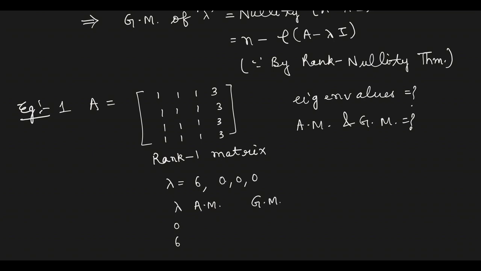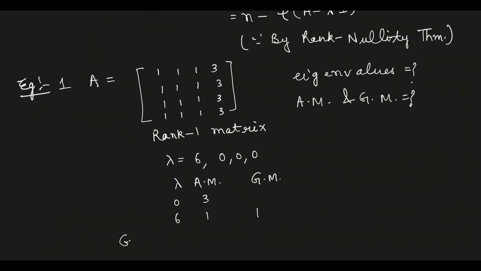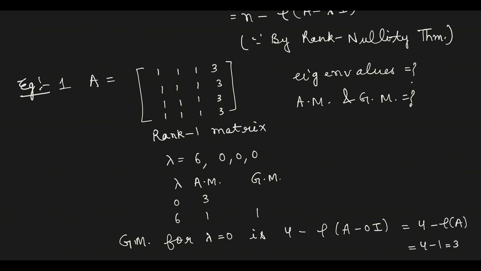For lambda equal to 0, AM will be 3, GM will be 1. Now find GM for lambda equal to 0. The formula is 4 minus rank of A minus lambda I. Lambda is 0, so 4 minus rank of A, and rank of A is 1. GM is 3.